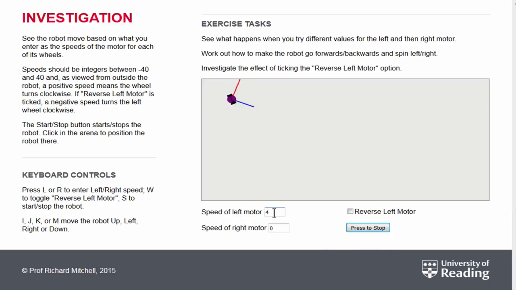If you put in a bigger number, then it'll change at a bigger rate. And if you specify a speed for the other, it goes even faster, but you've then got an option here to tick the motor so it goes that way. And then if you click on the arena, the robot is repositioned, and then you can stop it if you want. So that's an example of an exercise.